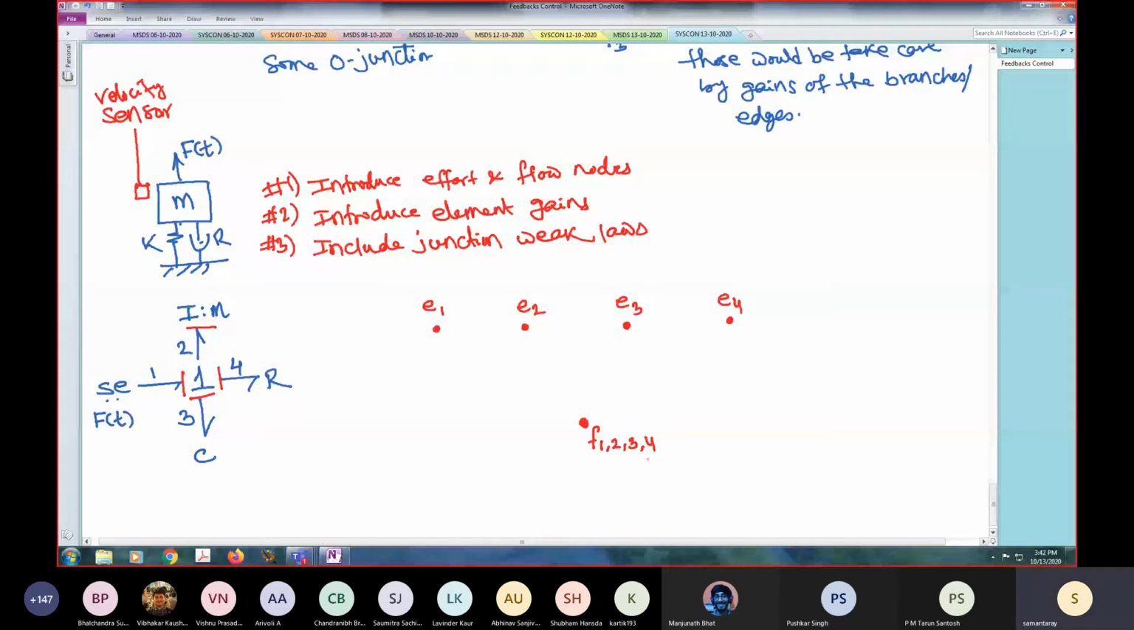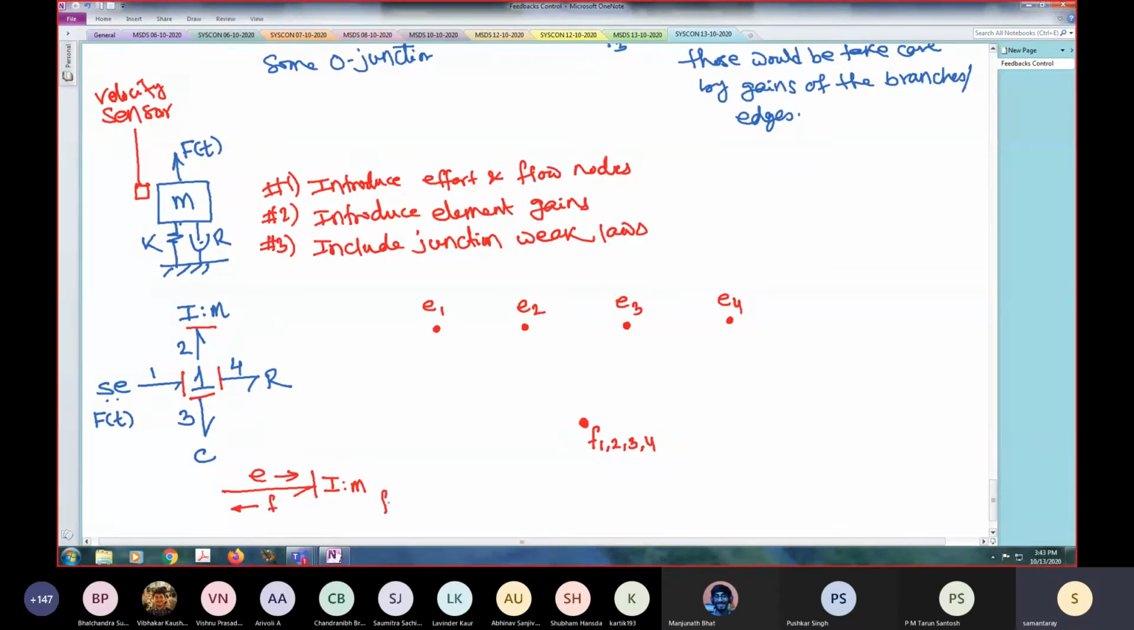After that, we will introduce all element gains. So what are element gains? In a block diagram, this integral causality I element we model by taking one gain 1 by m and then an integration. That's it. So for a mass like this, I is to m, you have here effort going and flow returned.